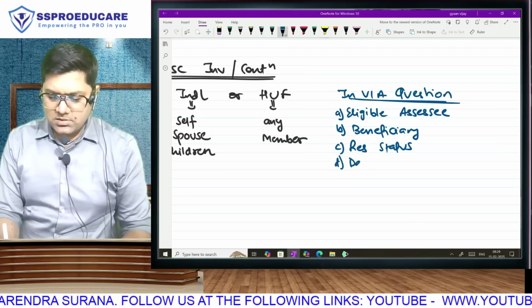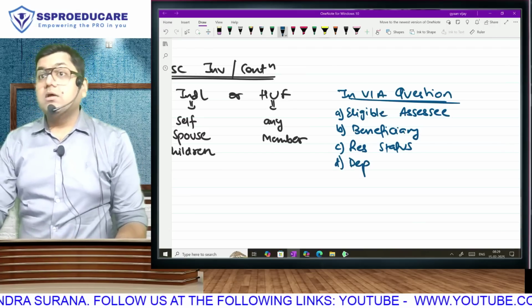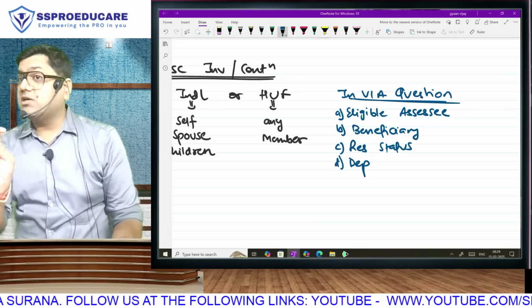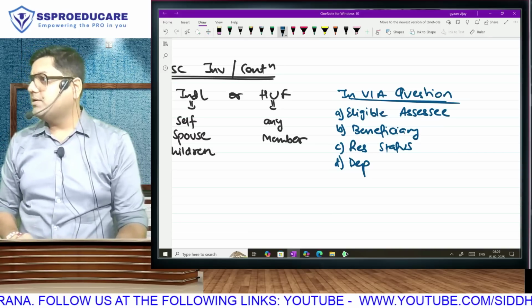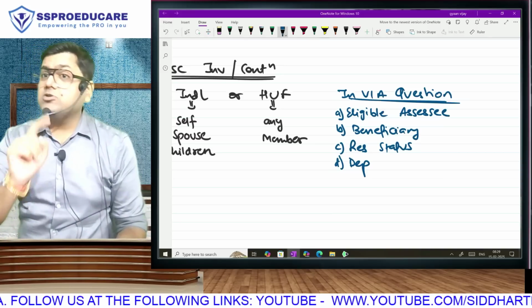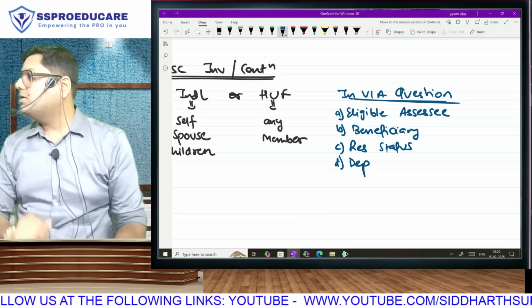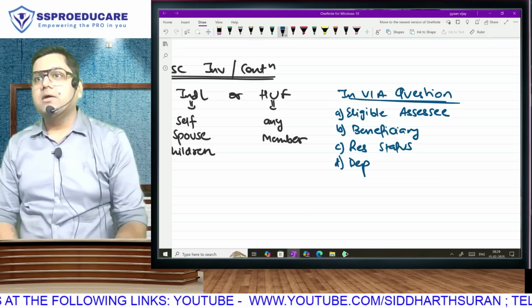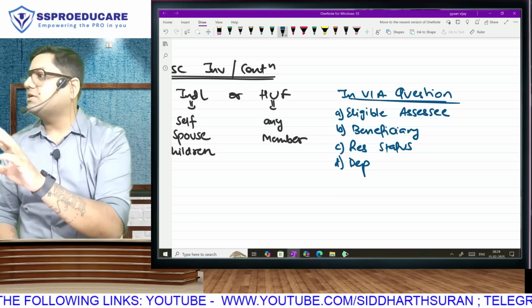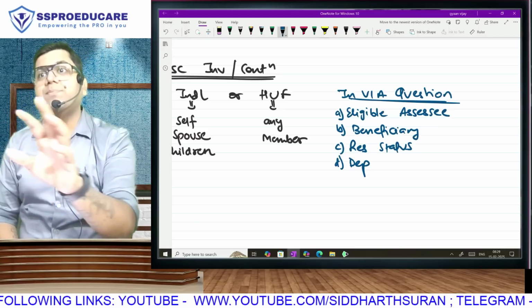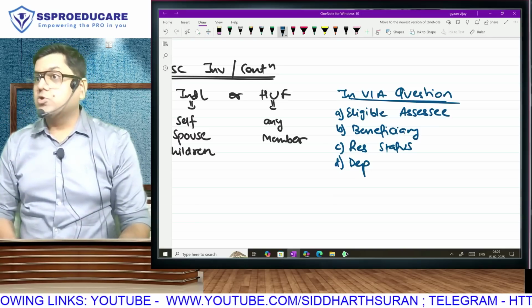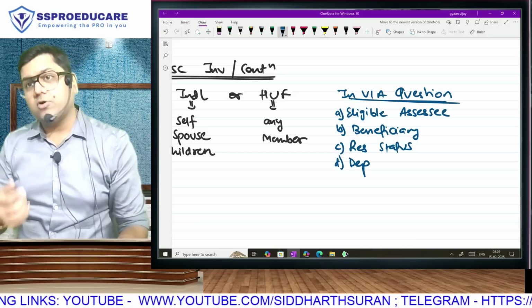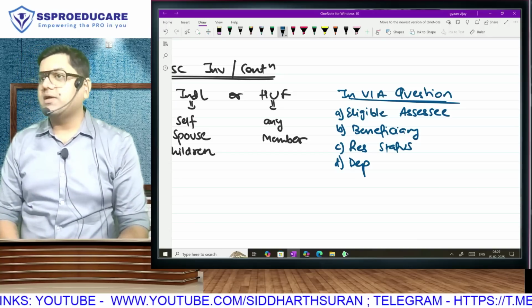Next, dependence. For example, here spouse, children will be covered whether dependent or independent. In 80D, spouse will be covered always, but children only if dependent. Parents will be covered whether dependent or independent. In some other section where your brother, sister is covered, siblings, they have said dependent siblings. So who is covered when dependent, independent, or both, you have to be careful about.